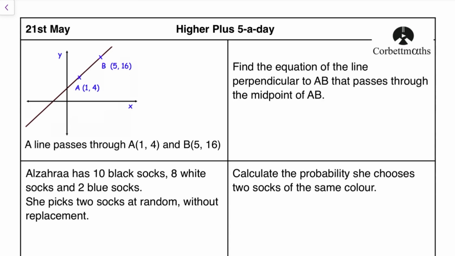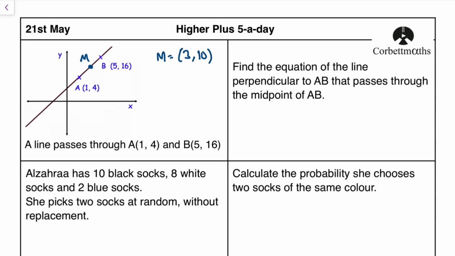First one: a line passes through A (1, 4) and B (5, 16). Find the equation of the line perpendicular to AB that passes through the midpoint. So basically just a perpendicular bisector, isn't it? Let's start by finding M. M is the average of the X values, so 5 plus 1 divided by 2, which is 3, and the average of the Y values, 16 plus 4 divided by 2, which is 10.